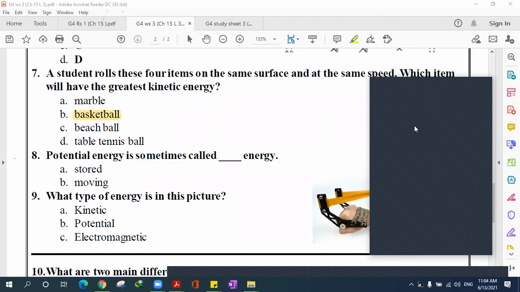Potential energy is sometimes called... No, it's number 9. I'm sorry, we did number 8. Number 9, Iyad: what type of energy is in this picture?